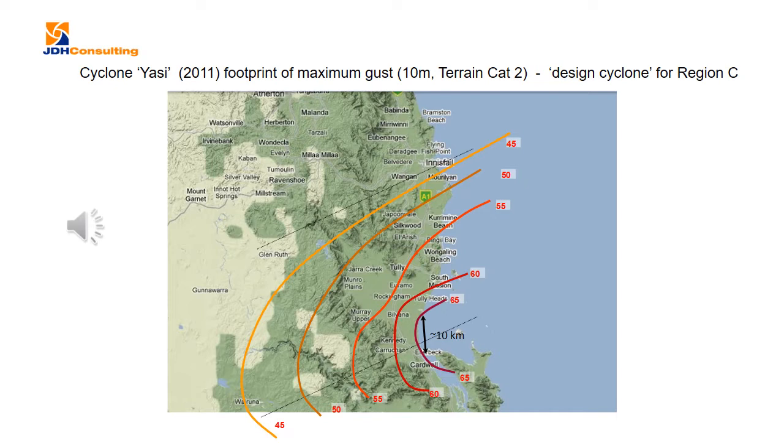This is probably fairly representative of the sort of contours that you would get and the strip which would be affected by the maximum winds for a cyclone of a category 4 or 5 crossing the coastline there. So effectively 10 kilometres of coastline is affected by quite a high wind speed, which happens to be about the 500-year average recurrence interval in AS/NZS 1170.2 for Region C.